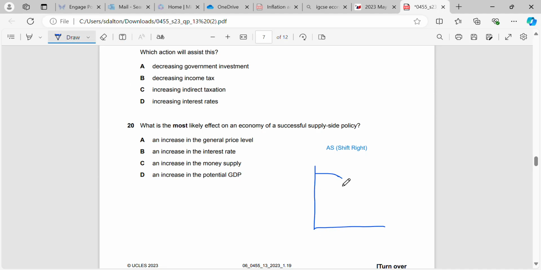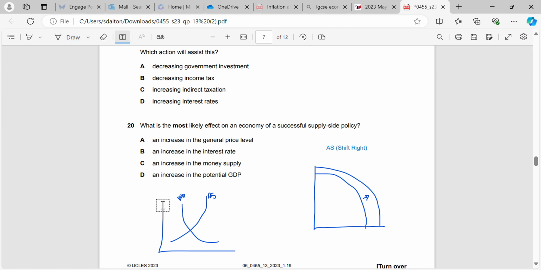We can either draw a supply-side policy effect like this, as a PPC, where we shift to the right, or we can do it as an AD and AS diagram, because essentially it means the same thing. So in this case here, this is my AD and AS.